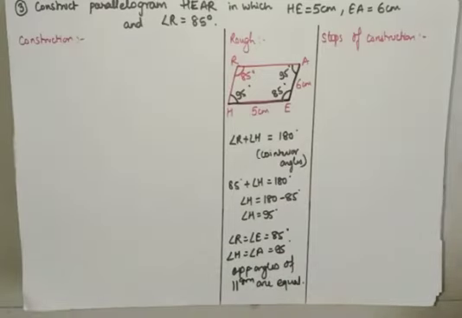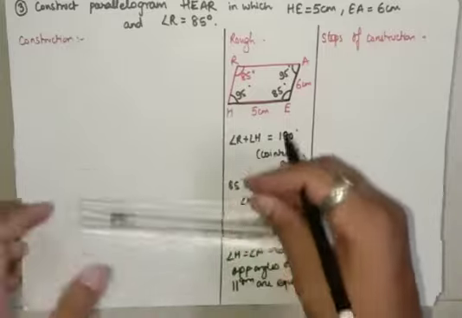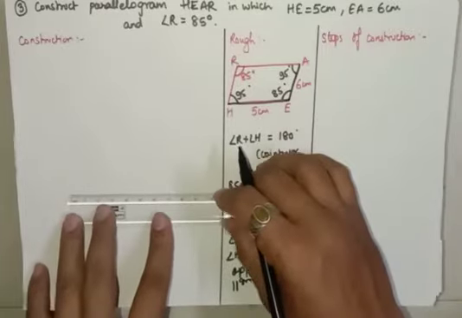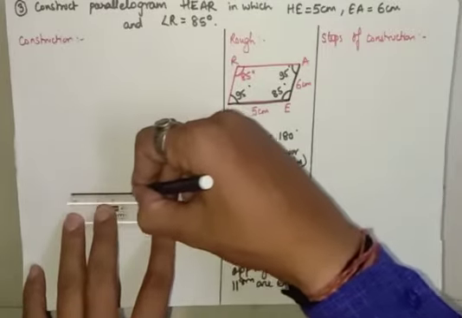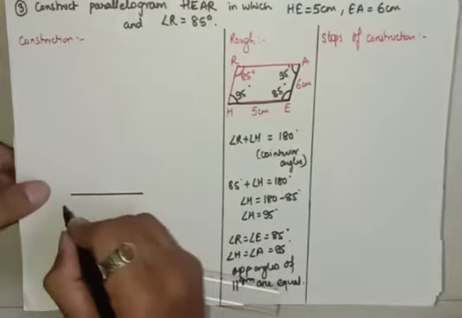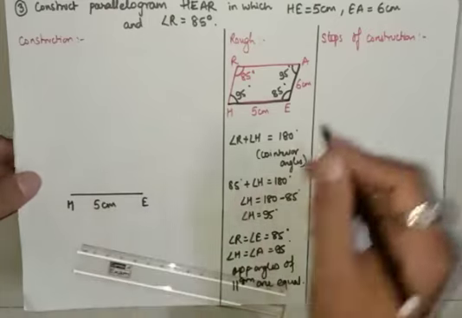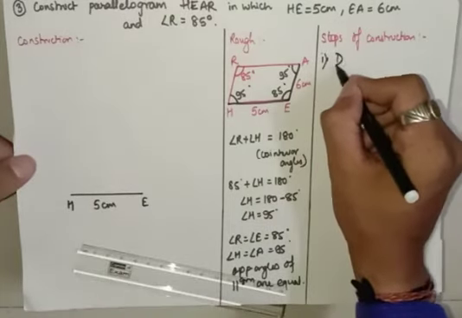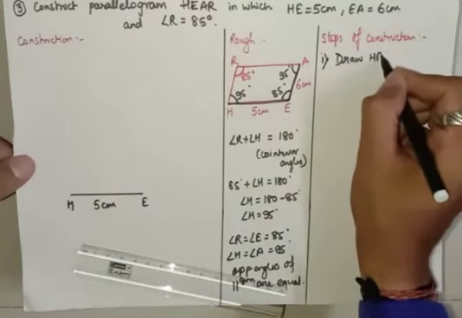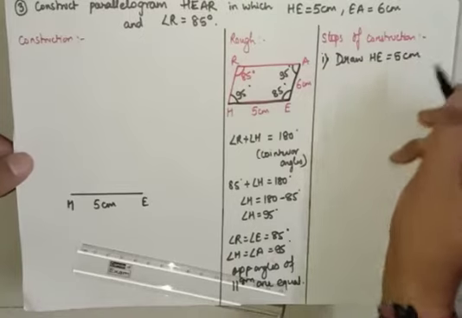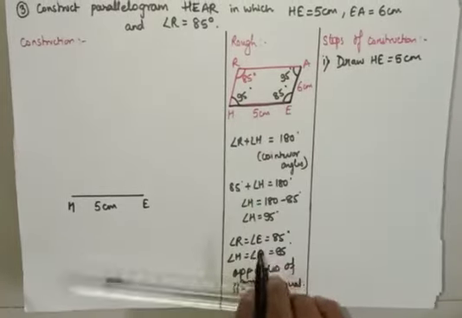Now we will see the construction part along with the steps of construction. First we will draw HE equal to 5 centimeter. So I am drawing here a line of 5 centimeter, named HE. So the first step is draw HE equal to 5 centimeter. At H we have to construct an angle of 95 degree.